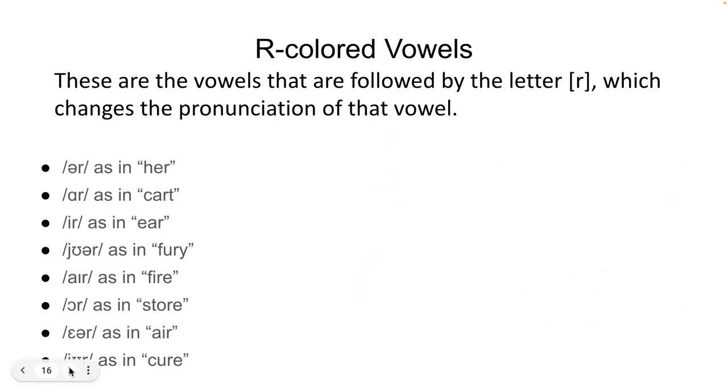So we also have something called R-colored vowels, and that means when a vowel is followed by the letter R, it changes the pronunciation. So the eh sound, when it's with an R, turns into more of an er sound. We say that the vowel can be colored by the following consonant.